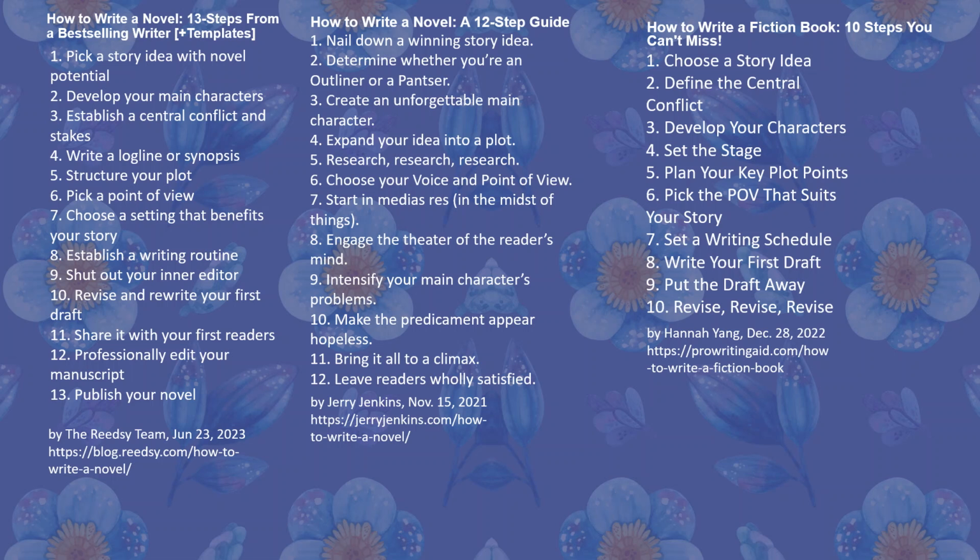ProWritingAid says define the central conflict. Jerry Jenkins says determine whether you're an outliner or a pantser. So he's focusing more on you as the writer, which I did think was nice. I mean, not many writing advice articles talk about pantsing. Reezy Team step 2 is develop your main characters. So Reezy Team is already developing main characters by step 2. Okay? So ProWritingAid at step 3 is develop your characters. So finally ProWritingAid is catching up to Reezy Team here. And now we have Jerry Jenkins, step 3, create an unforgettable main character.